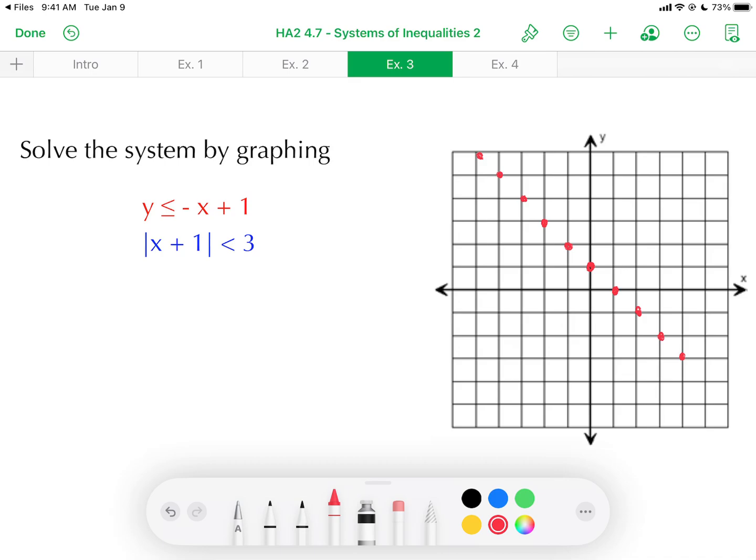Solid or dashed? Solid, right? Origin would lead you to 0 is less than or equal to 1. That's true, right? So we're shading here, the side that has the origin.